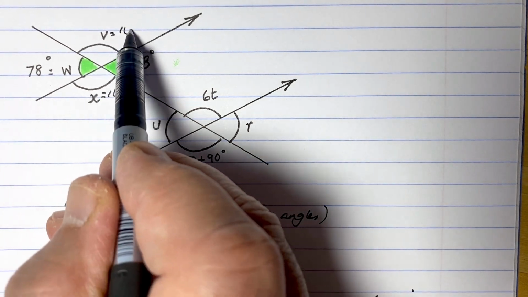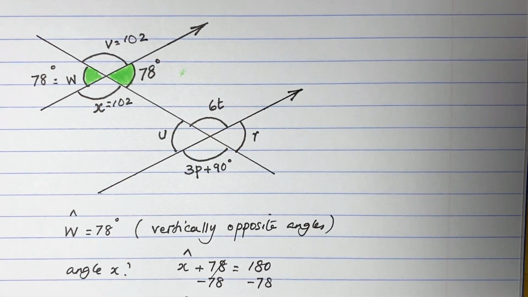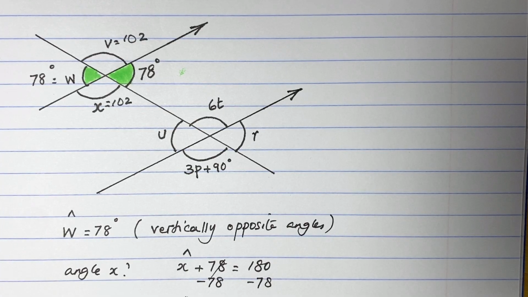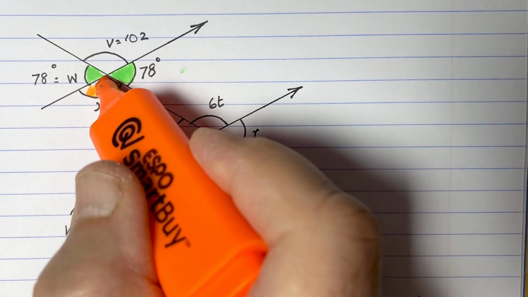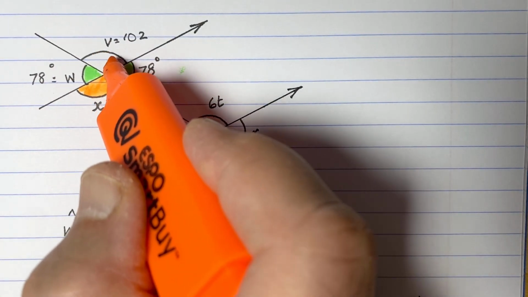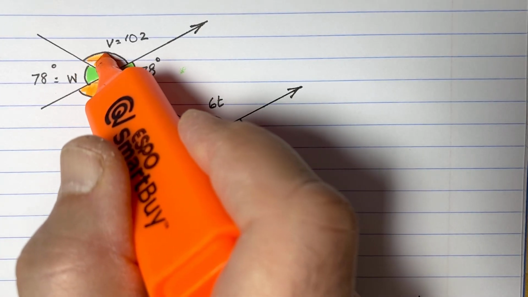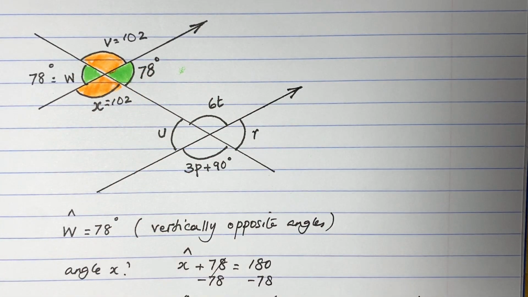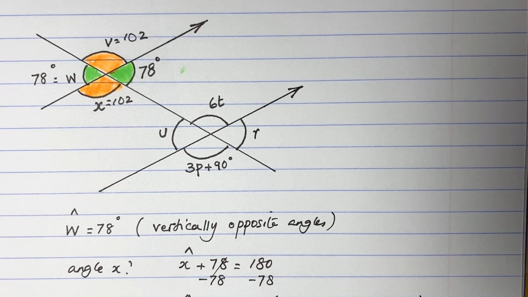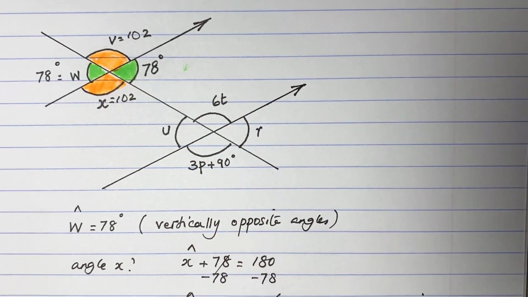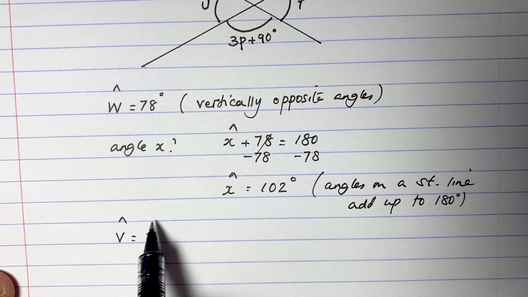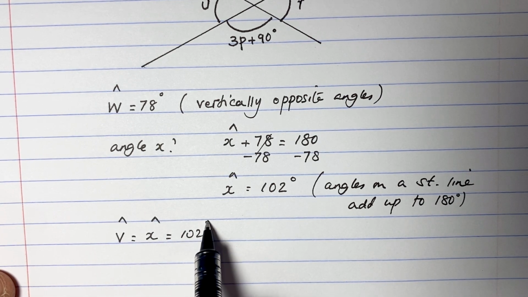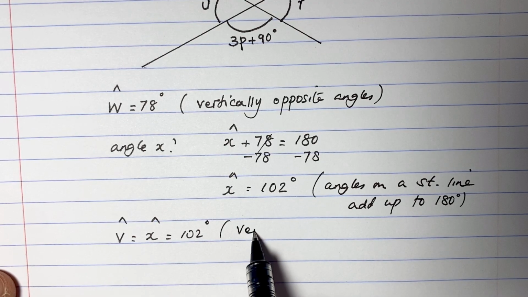and V would be 102 because they're vertically opposite angles. So let me just mark this with the orange color here, because those are the big ones. So to continue, I would say V equals X, angle V equals angle X, both 102 degrees, vertically opposite angles.